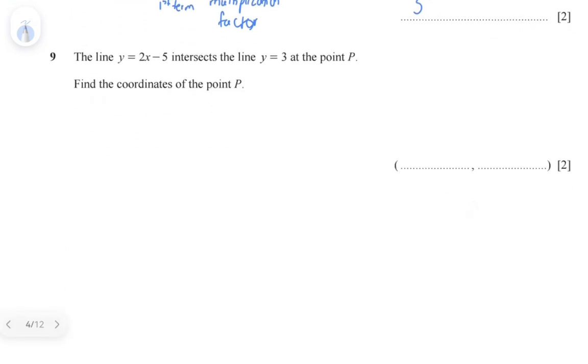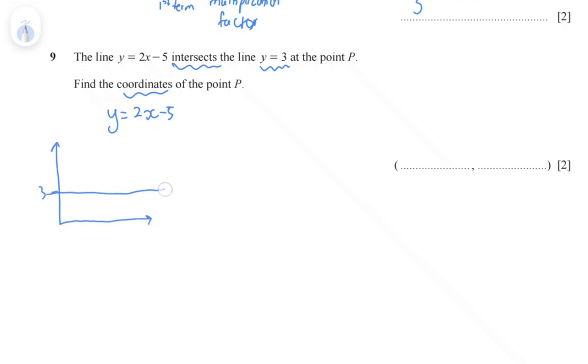Now moving on to question 9, we're asked to find the coordinates of a point of intersection. So first, let's write out what we know. We know that the line has the equation y equals 2x minus 5. And we know it intersects the line y equals 3. So let's draw a mini sketch. This shows that y equals 3 is represented by this line.